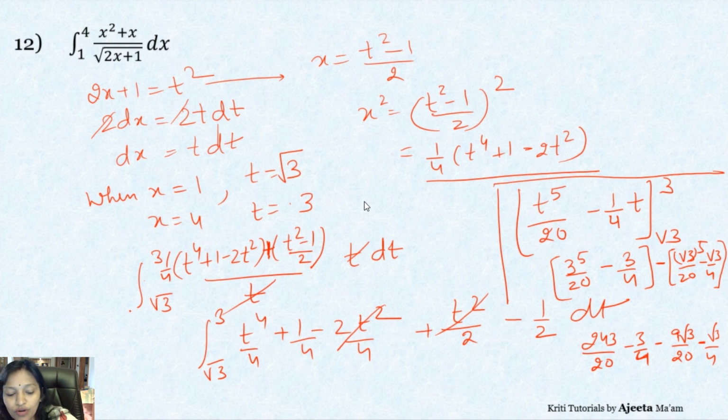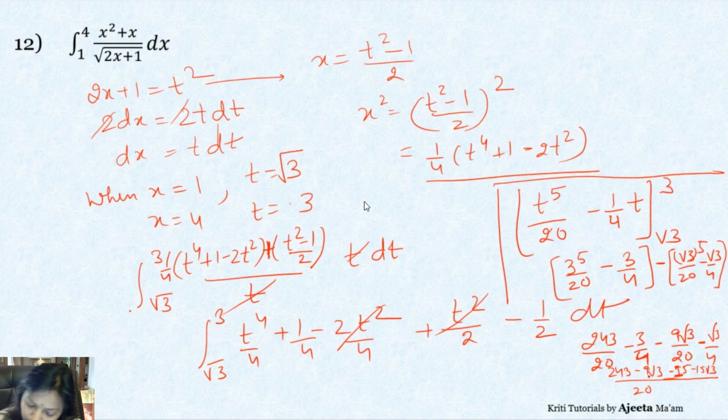Now let's try to work it out in a simple way. How can we give the answer? So 243 minus 9 root 3 is there. Now let's put up the values. So what will you get? If I take the LCM 20, so 243 minus 9 root 3 minus, now 5 has to be multiplied, 15 minus 15 root 3, right? So what will you get? Now here we get this, and then we can get this.